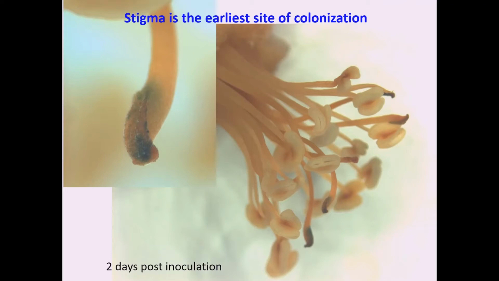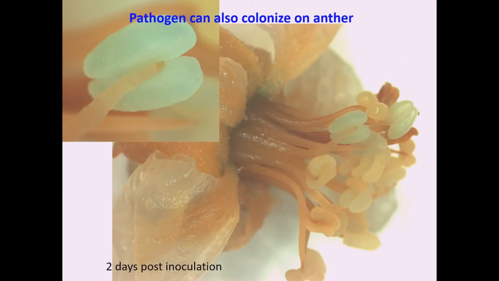So at the very initial stage, 2 days after our pathogen inoculation, we started to see spotted blue colors on the stigma portion of the infected apple flowers. We also saw that some of the anthers, which are the tips of stamen, also turned light blue at the early stage.